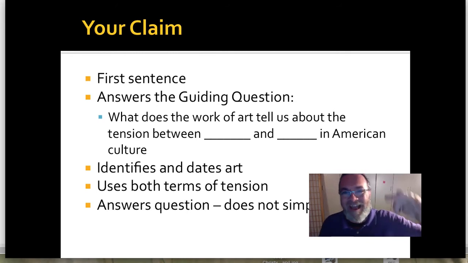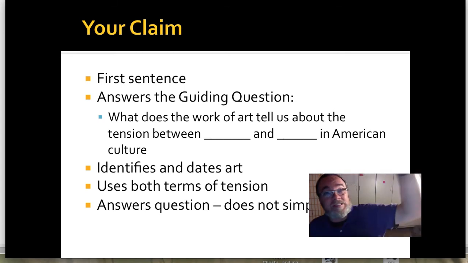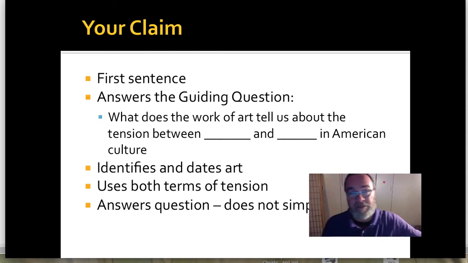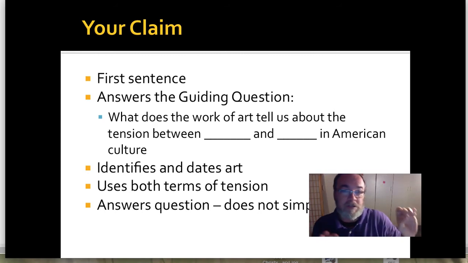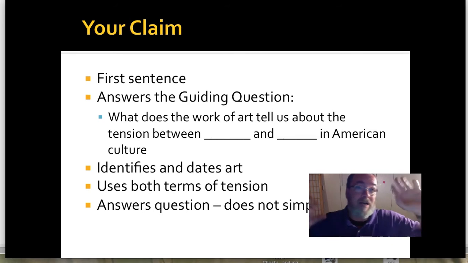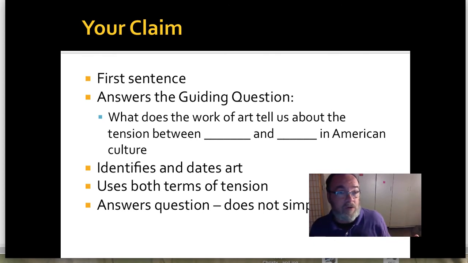Remember, your claim's going to answer the question, not repeat it. So we're not going to say things like, this statue displays the tension. That just repeats the question, right? Well, what does display mean? No, what does it say about this tension? So this statue honors racial equality and critiques racial hierarchy. Or this statue endorses this value and questions this value. Or this statue attempts to balance the American desire for individualism with the American desire for communalism. That kind of thing where you're stating how the work of art comments on the tension.